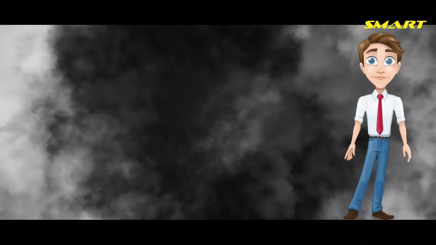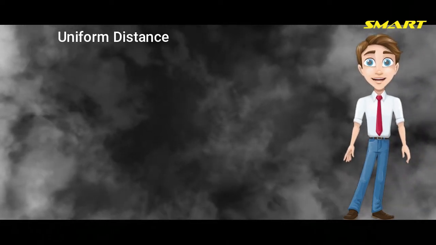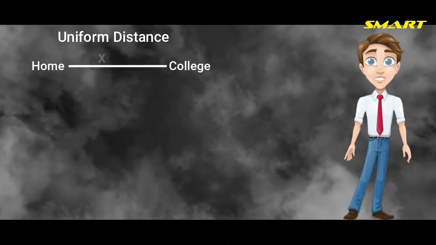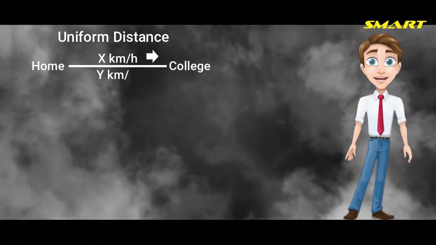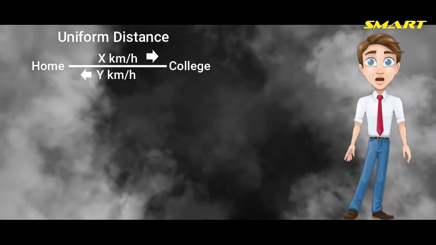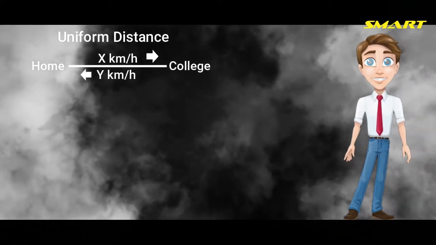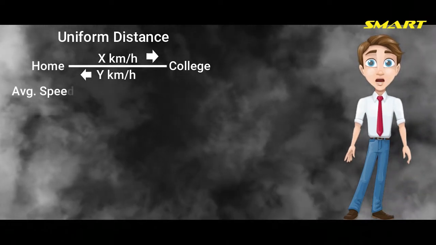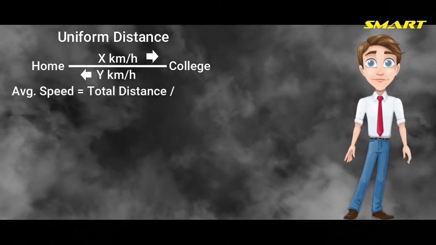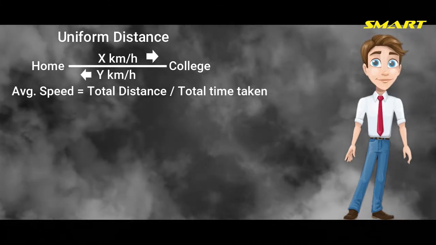Now we can see how to find average speed in uniform conditions. First one, uniform distance. Imagine you are going to college at x km per hour and coming back at y km per hour. Here distance is the same. How can we find out the average speed? We know average speed is nothing but total distance divided by total time taken.